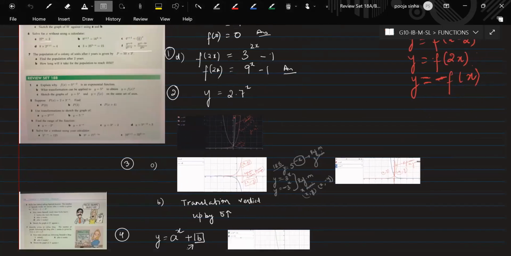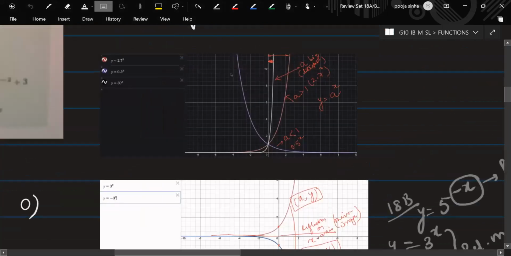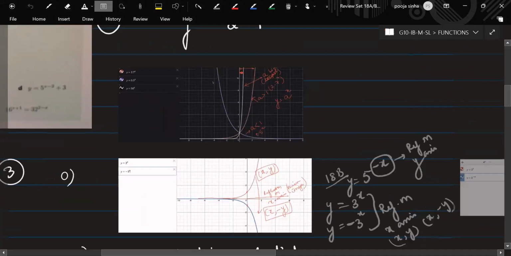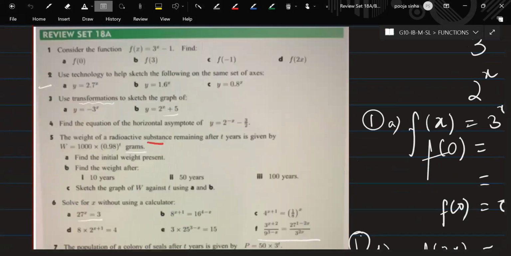From the left to the right. Okay. Yes. Okay. How do you know it is going to go from left to right up? Because it's positive all the way. Positive, meaning?